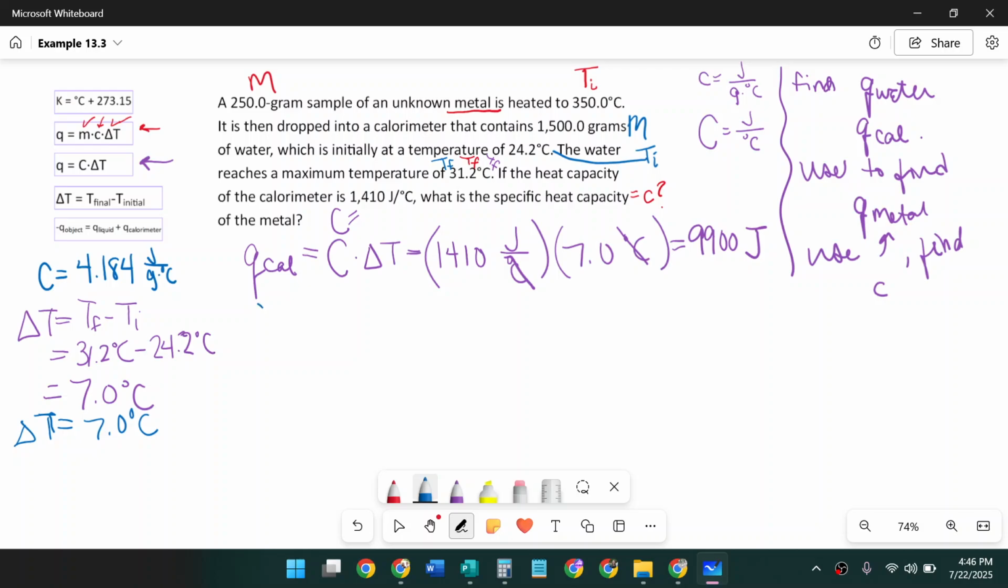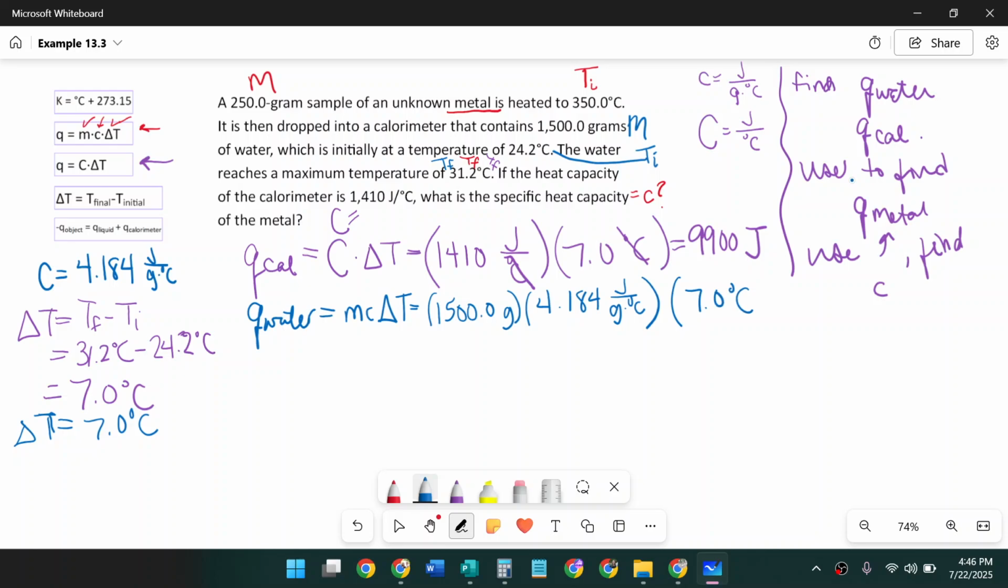Now let's find the Q for our water, because that was the next step in our plan. So the Q for our water, MCΔT. Our water mass is 1500.0 grams. Our water specific heat capacity, you know what it is, 4.184. And then the last thing is our change in temperature, which is the same as it was in the other one.